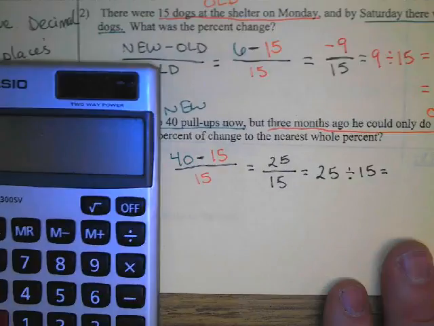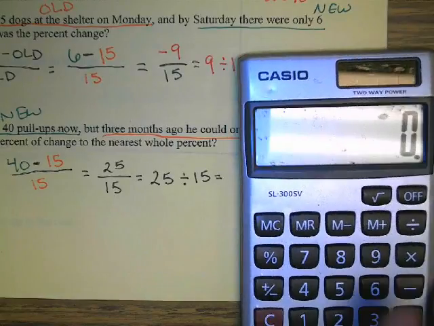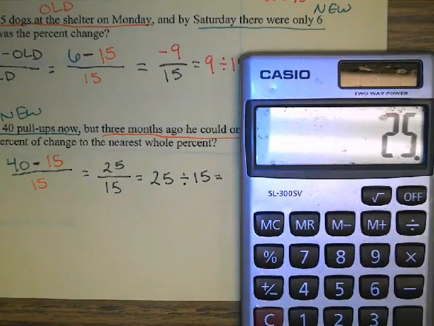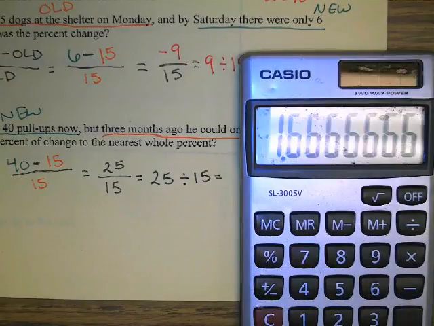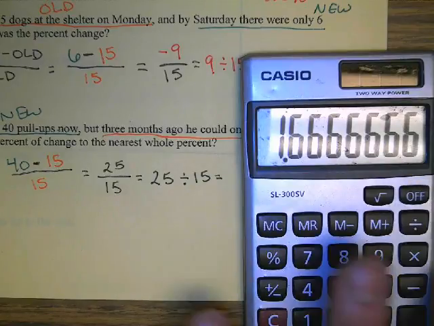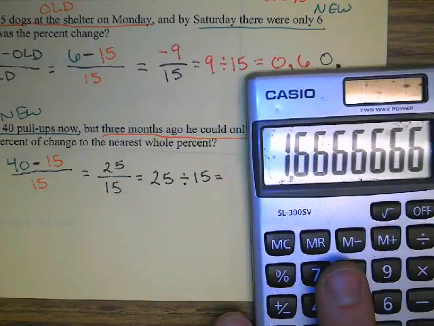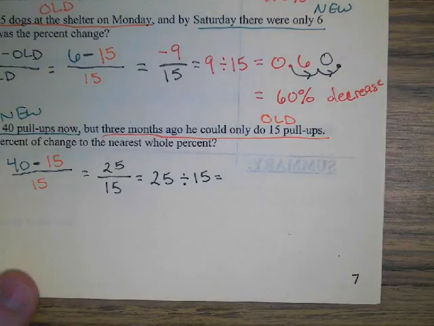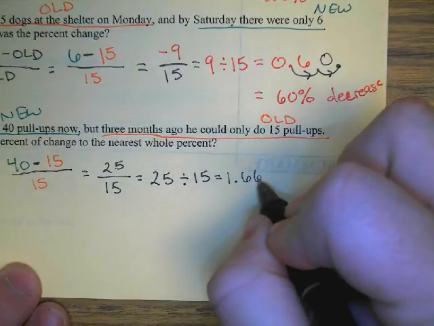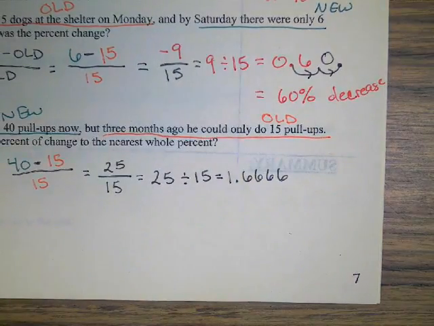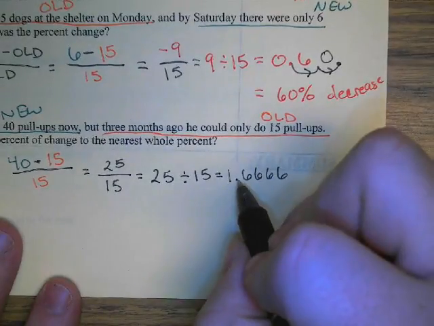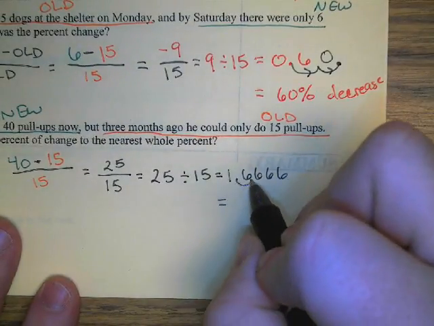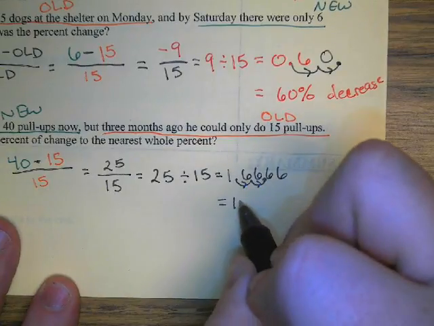You can use a calculator on all of these. Doing 25 divided by 15 equals 1.66666. Now this says to round to the nearest whole percent. To do that, we'll write four of our numbers after the decimal, so I have 1.6666. Now when I turn this into a percent, first I move my decimal to the right twice.